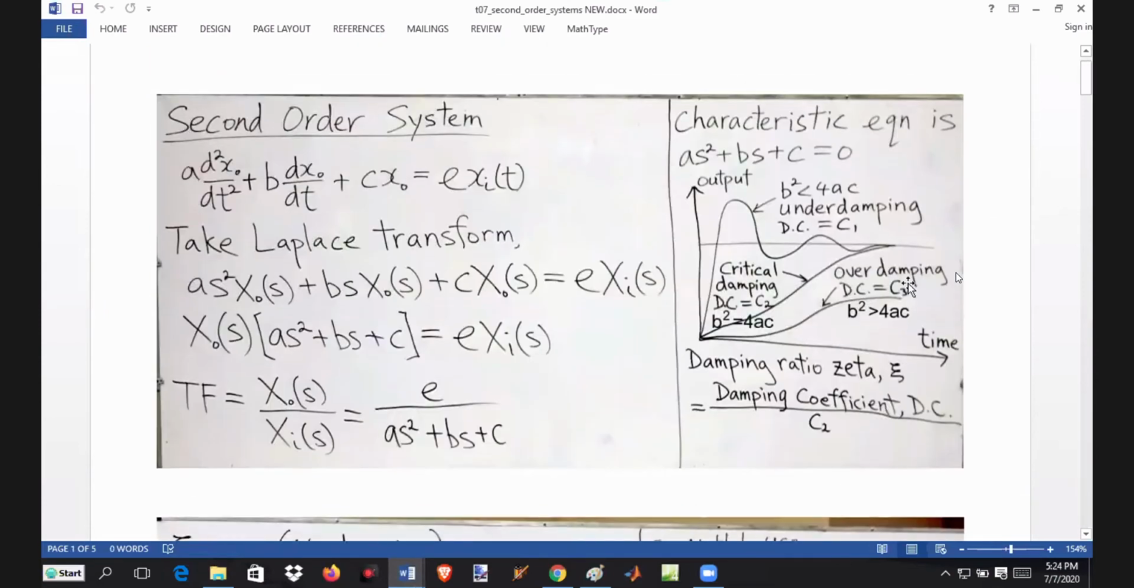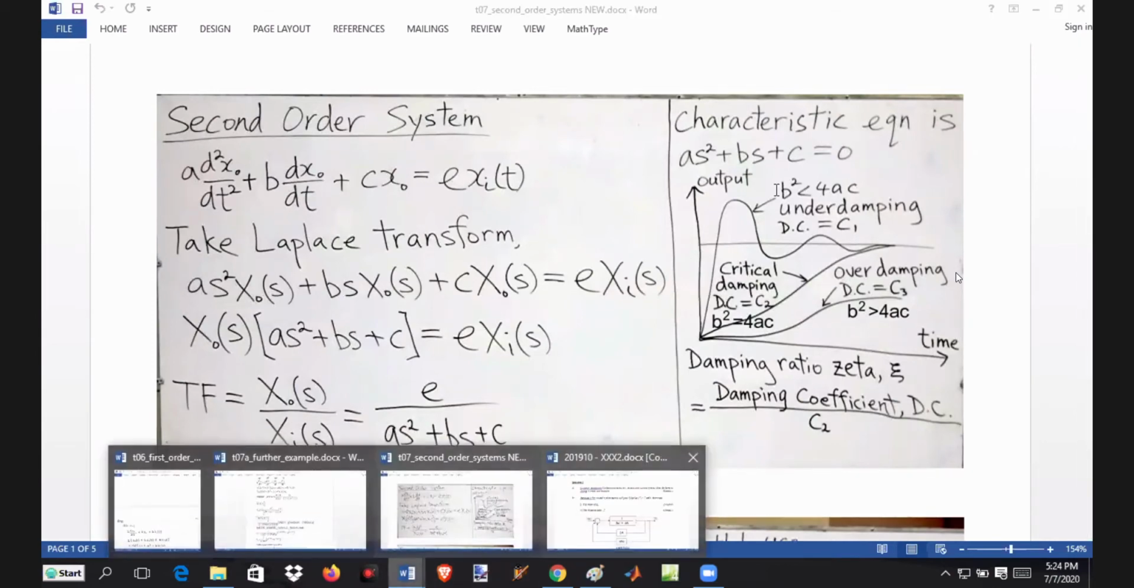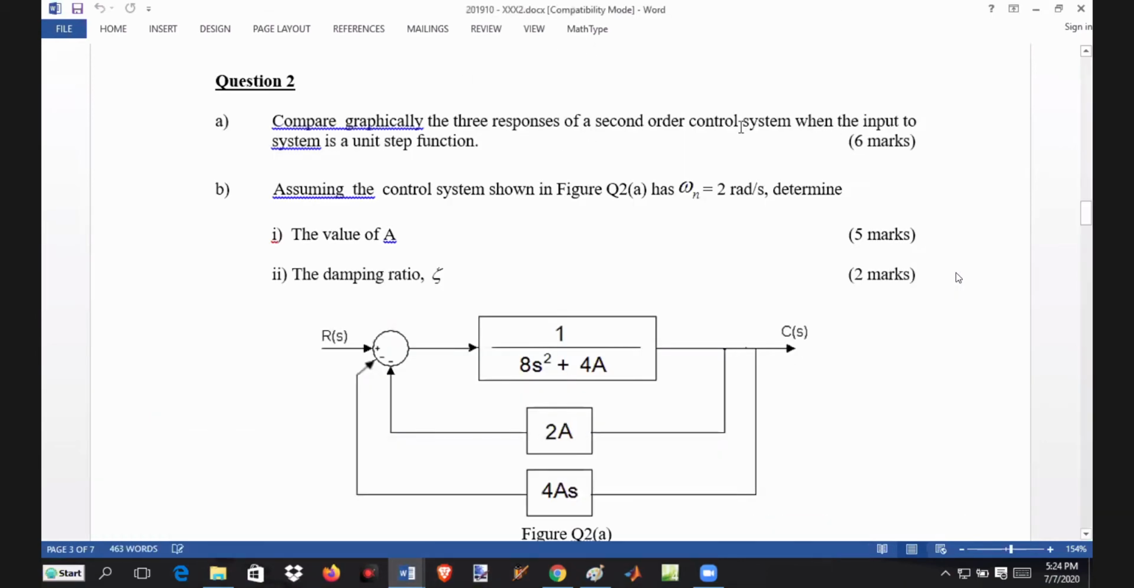3 graphical responses. You have underdamping, overdamping, then you have critical damping also. These are the 3 responses. So this is the answer for the first part. But even if this comes out this time, you can also refer to the notes, open book, isn't it? But if you study it in your head, it will be very fast. No need to flip the book, which will take time.